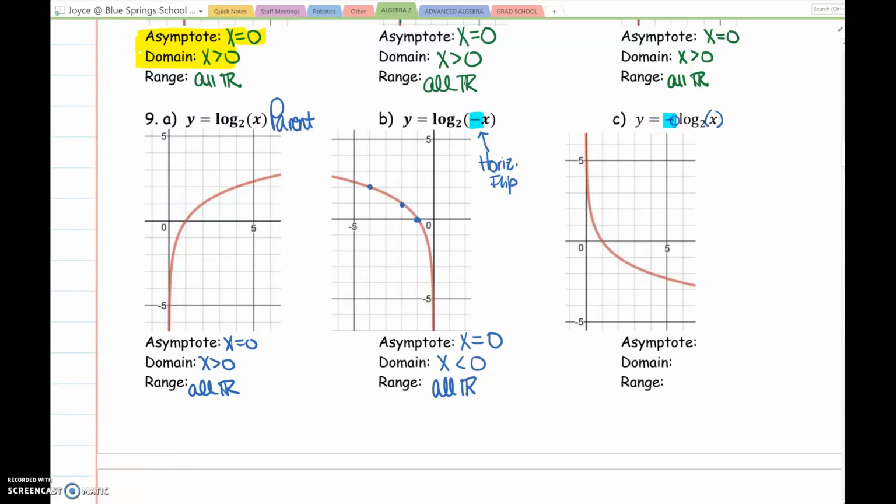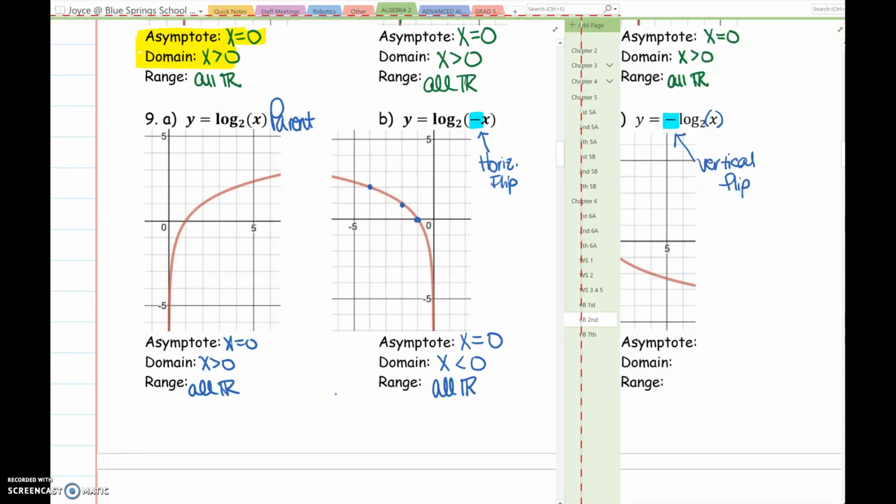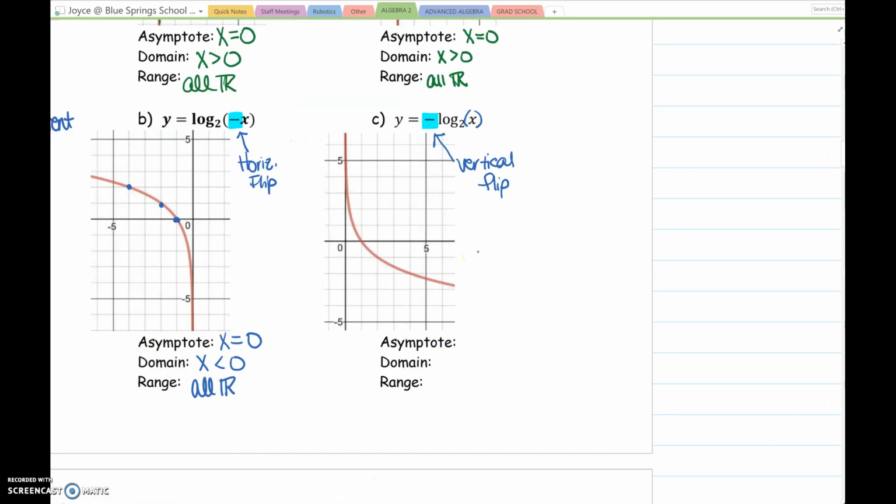In C, the only difference is a negative in front. That is a vertical flip. So notice, instead of starting down and going up and to the right, this starts up and goes down to the right. Oopsie. Oh, come on, flip back. There we go.